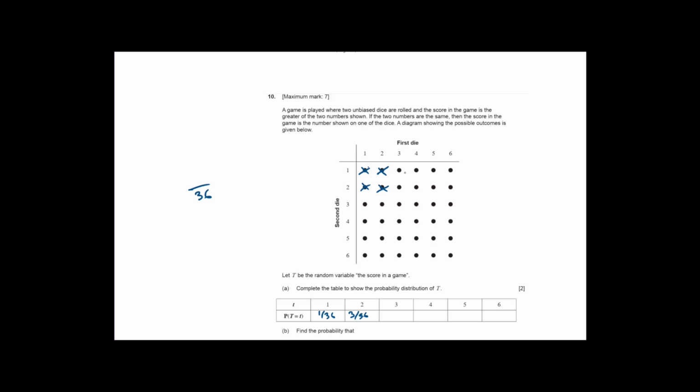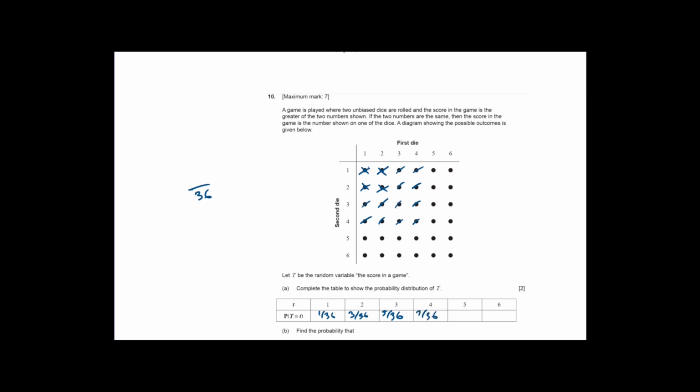How many ways are there of getting 3? Well, that way, that way, that way. 1, 2, 3, 4, 5. 5 over 36. Ways of getting 4. So that way, that way, that way, that way. 4, 5, 6, 7 over 36.